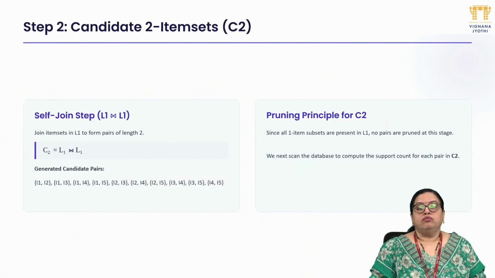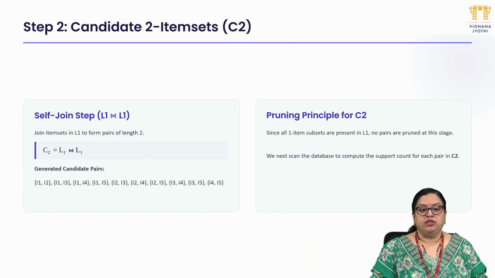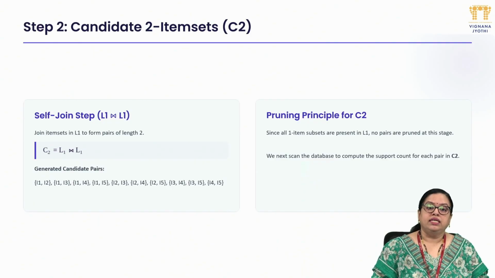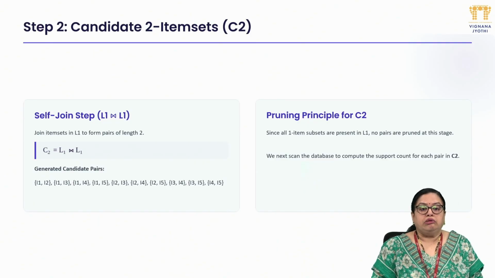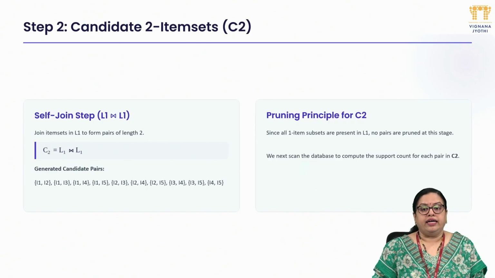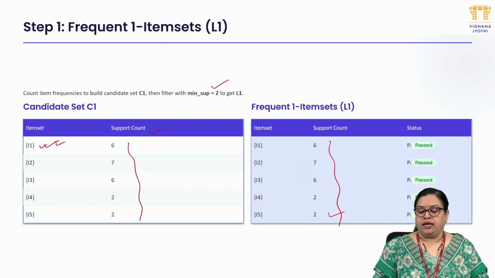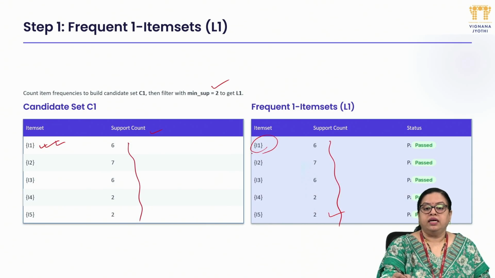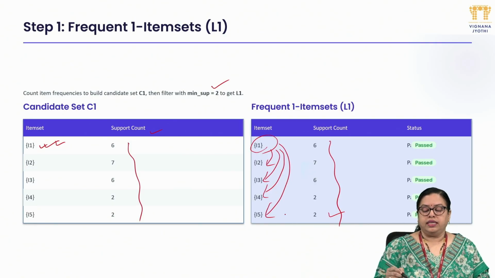Next, in step 2, what do we calculate? We calculate the candidate 2 item set, which we call C2, and here we use the join operation, C2 equal to L1 join L1, which generates combinations of more items. How do we generate them? Here are written I1 I2, I1 I3. Go back to the previous slide. First we consider I1. I1 is combined with I2, I1 with I3, I1 with I4, and I1 with I5.